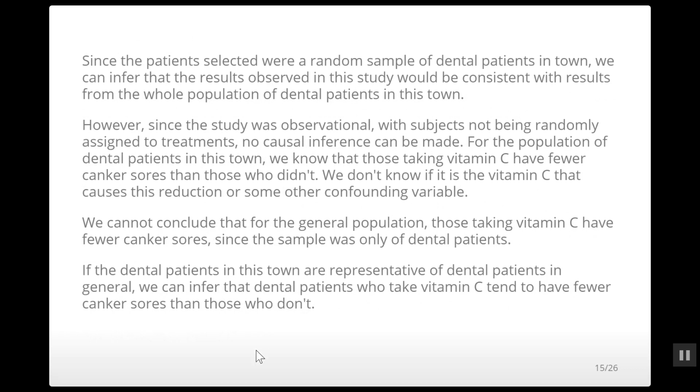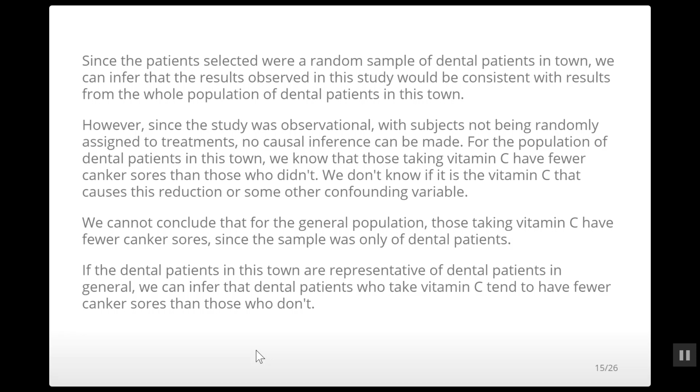Here, because the sample is a random sample of all the dental patients in town, we can infer that the results we observe in our study would be consistent with the whole population of all dental patients in the town. Our sample was drawn from all the dental patients in the town, so we can generalize to all dental patients in town. Again, because it's observational and there's no random assignment, we cannot make cause and effect conclusions.